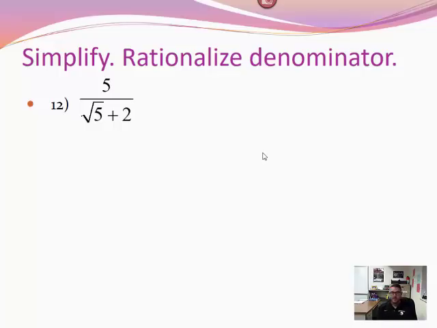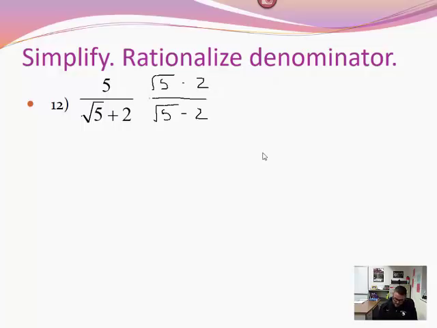So now, this isn't just a simple monomial expression in the denominator. I have the square root of 5 plus 2. This is when we multiply by the conjugate. And I mentioned it to you, it's the exact same thing except opposite sign. So we're going to multiply by the conjugate, which is the square root of 5 minus 2 instead of plus 2. And you got to do the exact same thing to the numerator.